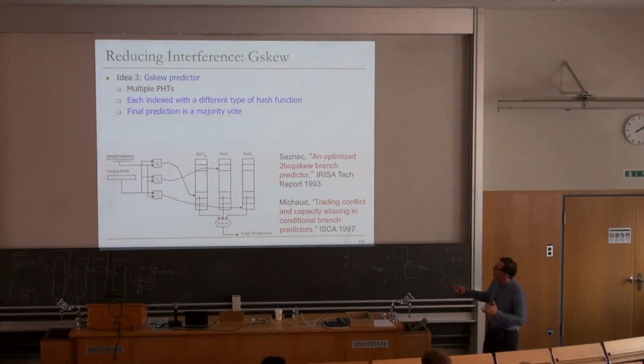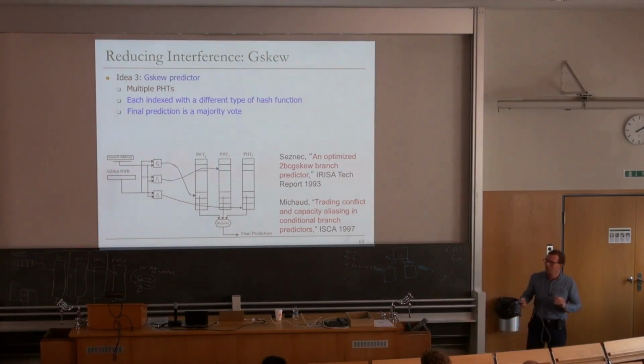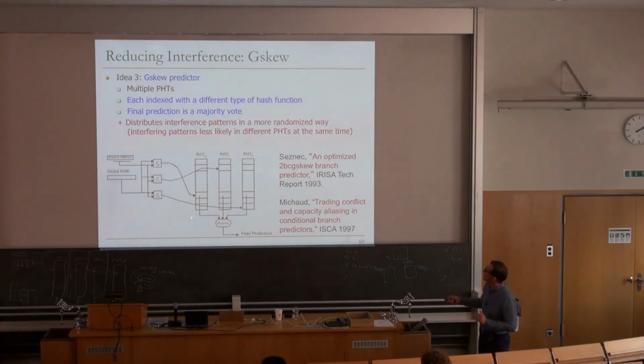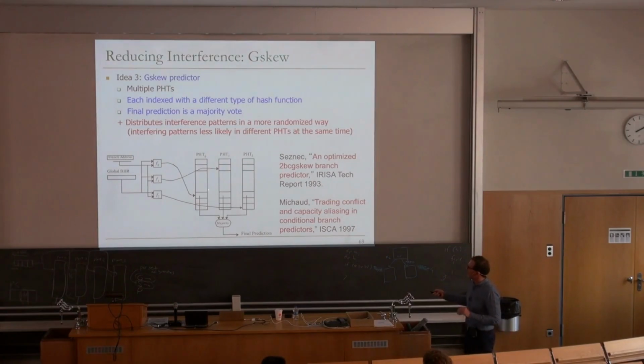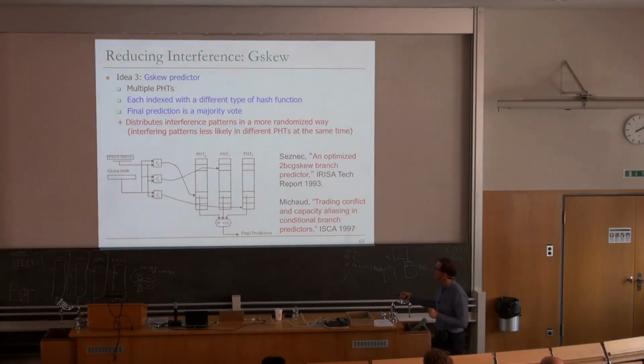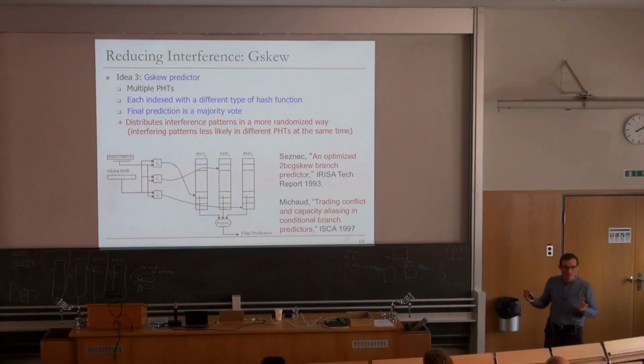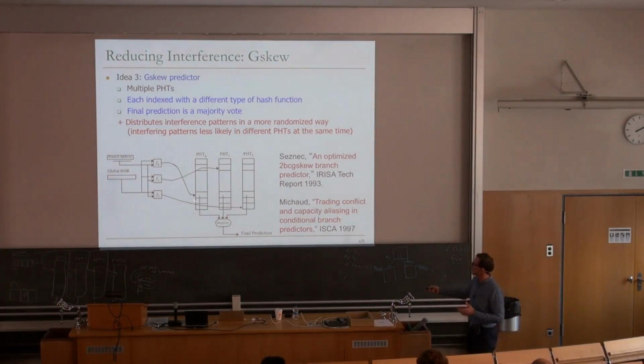Now, if you happen to badly interfere with some other branch over here, and this prediction is not good, hopefully these two will get that right for that branch. That's the idea. Basically, distribute the interference patterns in a more randomized way across different PHTs, and interfering patterns are less likely in different PHTs at the same time. And as I said, if two of your PHTs don't have bad interference for the branch that you're trying to predict, then hopefully you've eliminated that interference in one of the PHTs. And you could, of course, take this idea further, have a bigger majority vote across many PHTs.